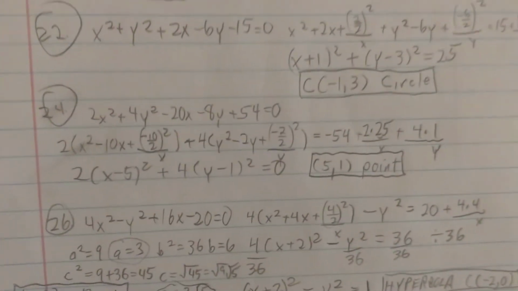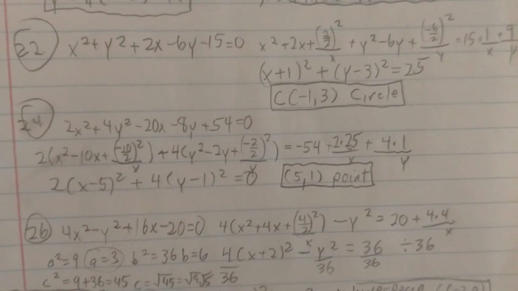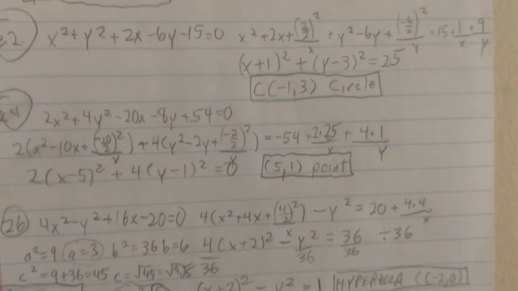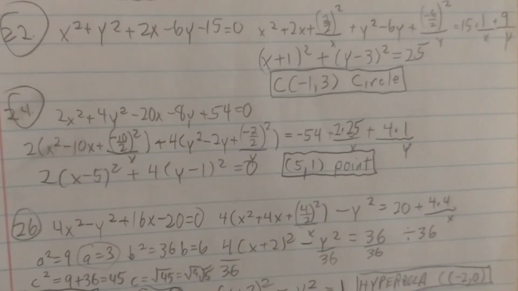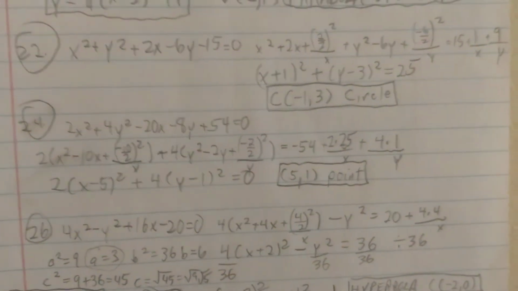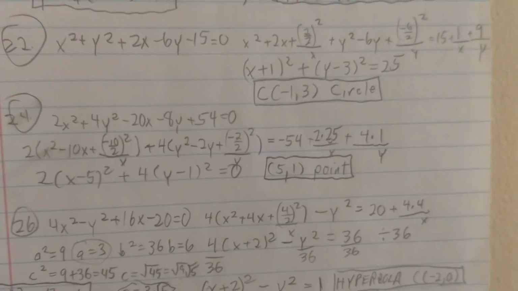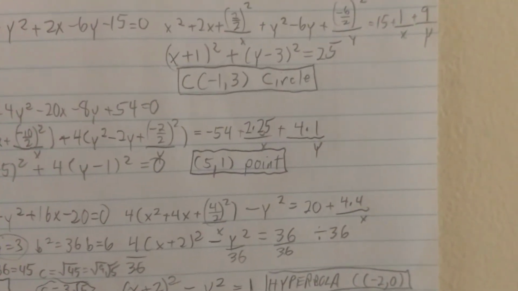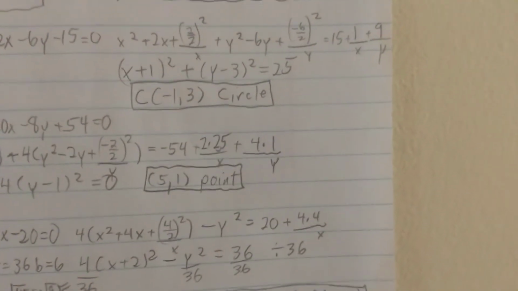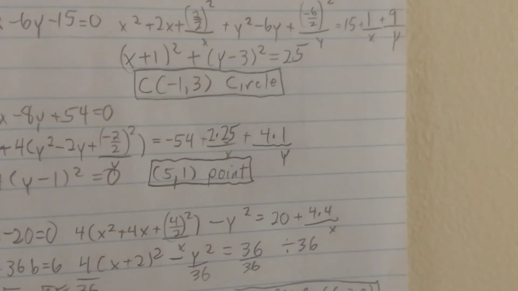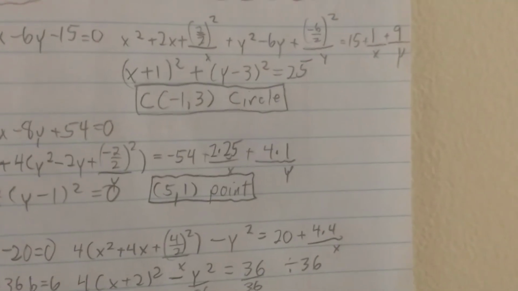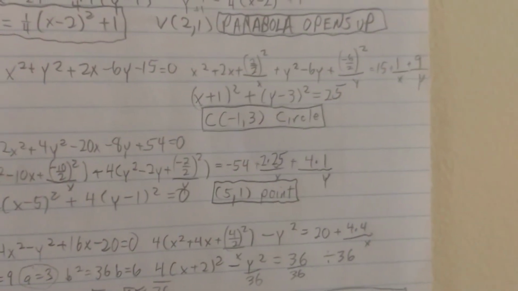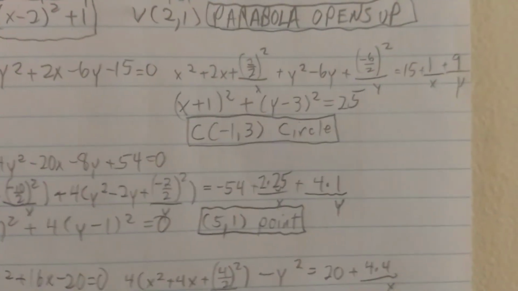Now 22 has the general equation with x squared plus y squared. Since x squared and y squared have the same number in front of them, it's going to be a circle. So x squared plus y squared plus 2x minus 6y minus 15 equals 0. Completing the square for x squared plus 2x, 2 over 2 squared is 1, plus y squared minus 6y, minus 6 over 2 squared is 9.